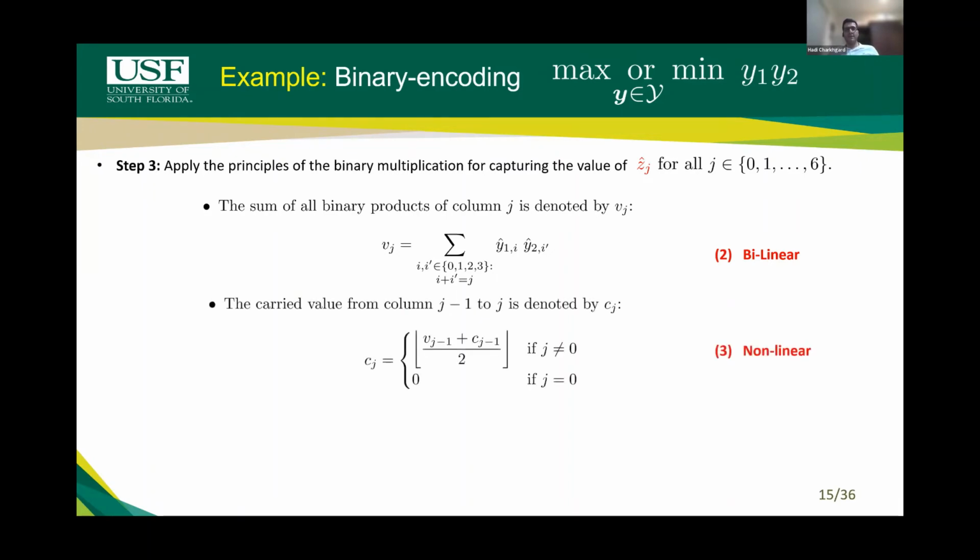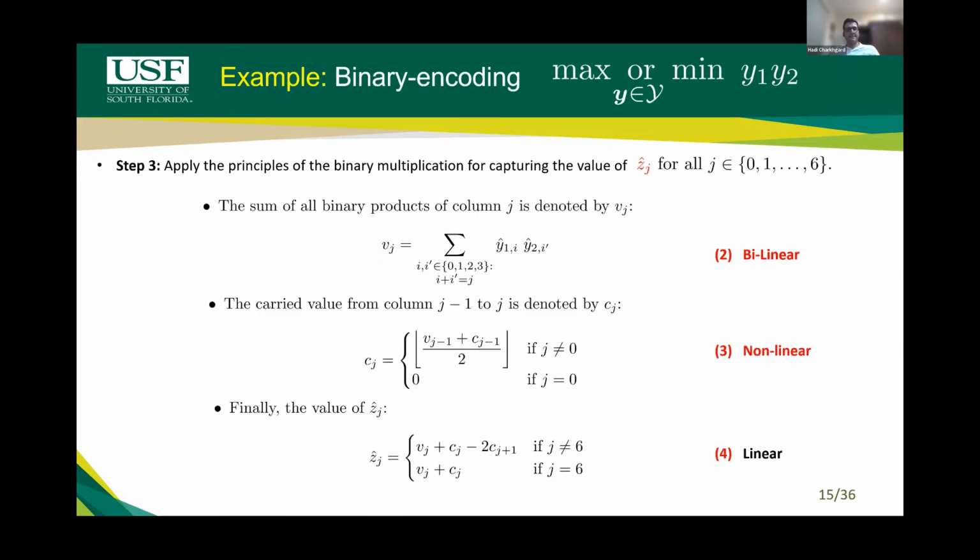Then you need to calculate the carried values. In order to calculate the carried value, you can use this equation. So a carried value from column j to column j plus 1, and carried value from column j minus 1 to column j. It depends on what was the summation of the previous column and what were the carried values to the previous column. So if you add them together, divide by 2, round it down, that will give you the carried value for the next column. So this is also a nonlinear equation to deal with.